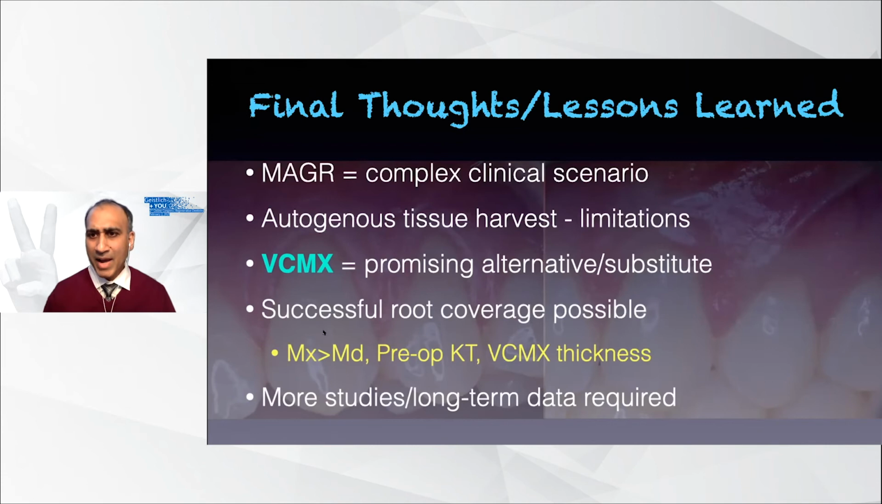Generally speaking, maxillary recessions tend to respond more favorably than mandibular recessions. In areas where we have at least a couple of millimeters of keratinized tissue already, the results seem to be better. And I'm convinced that around natural teeth for root coverage, we do need to reduce the thickness of this matrix. Of course, more studies are required in both short-term and long-term. And I'm looking forward to seeing what happens with this material in the future.